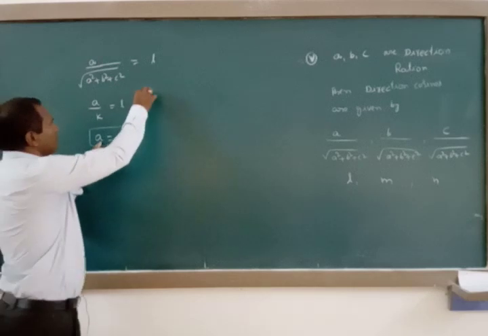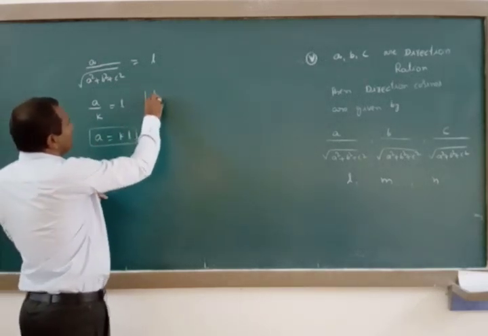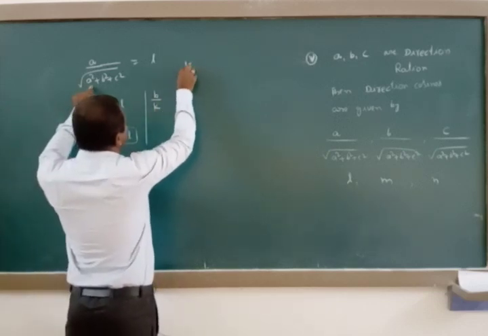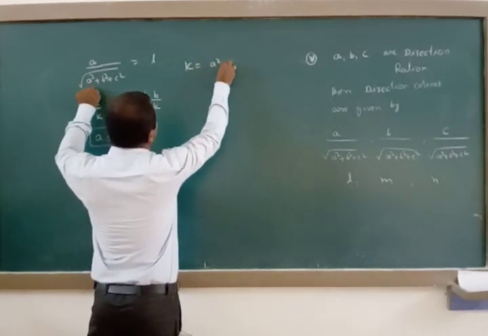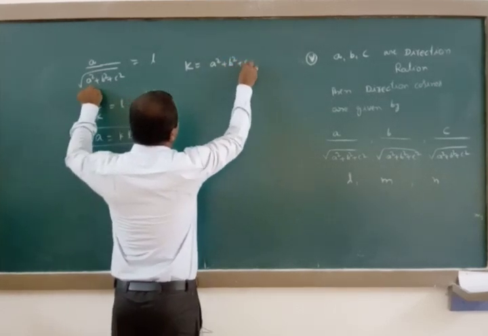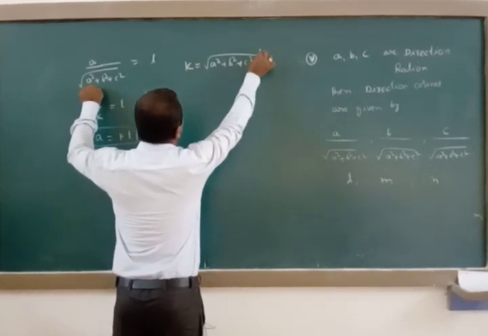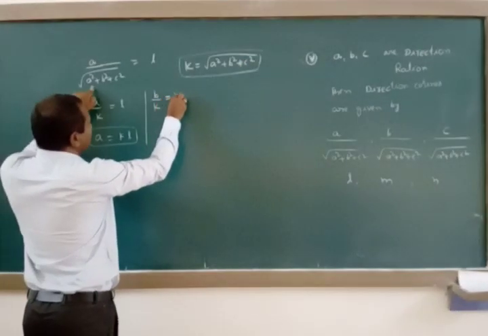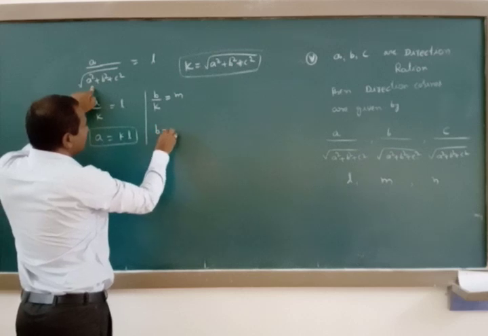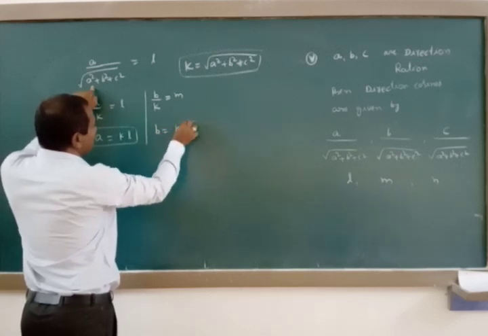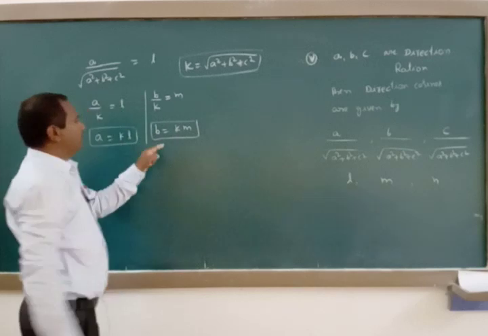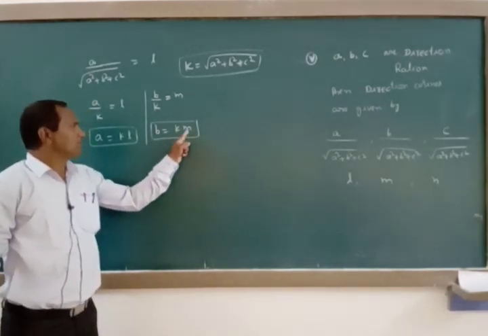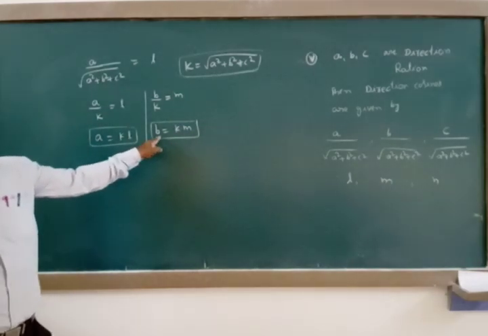Similarly, in the same way, we can prove that b by k is equal to m, where k is what we considered here, the square root of a square plus b square plus c square. Then b is equal to k into m. That is the proportionality condition between the 2 numbers b and m. Therefore, b is proportional to m. Therefore, b is one direction ratio.